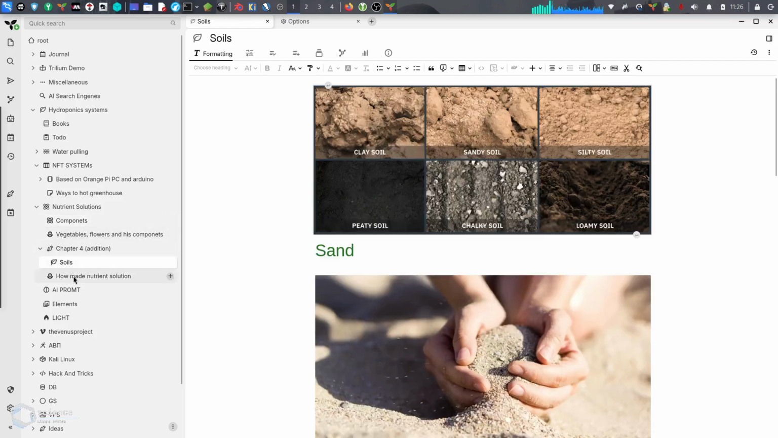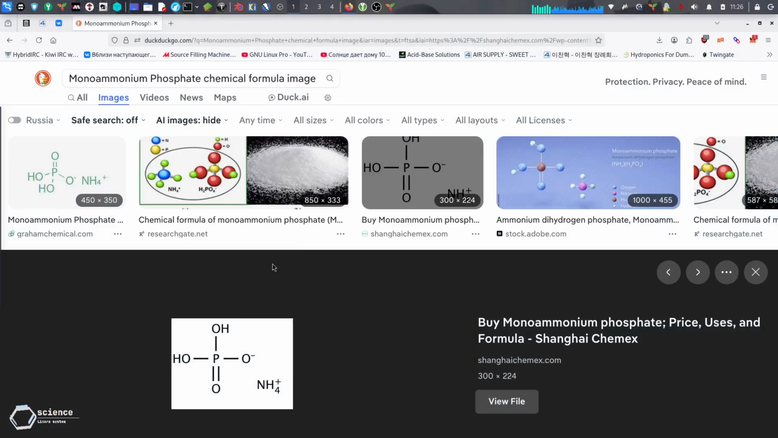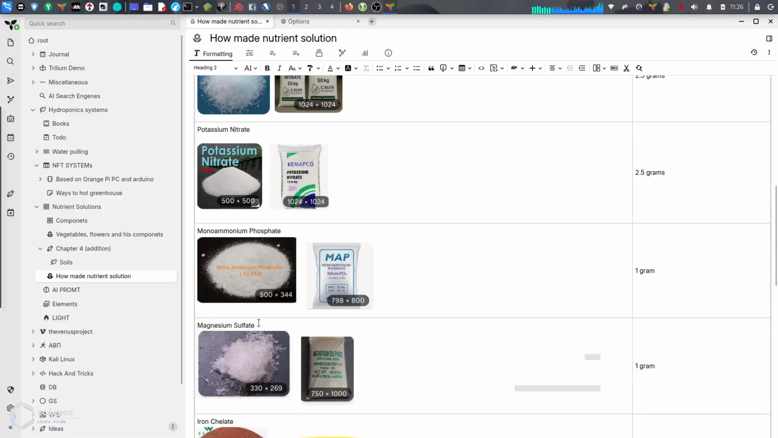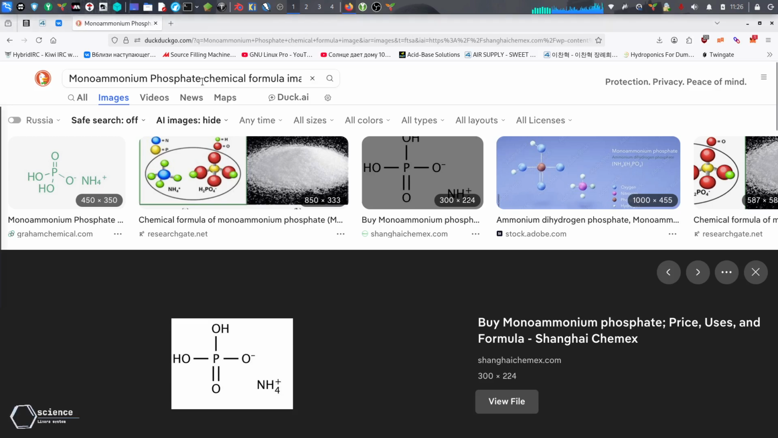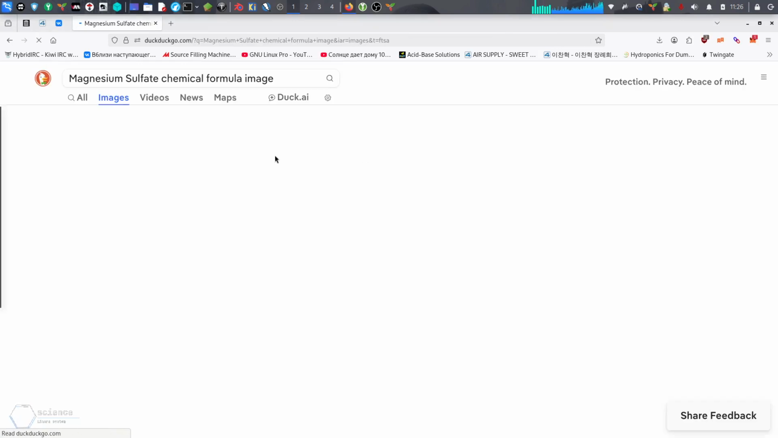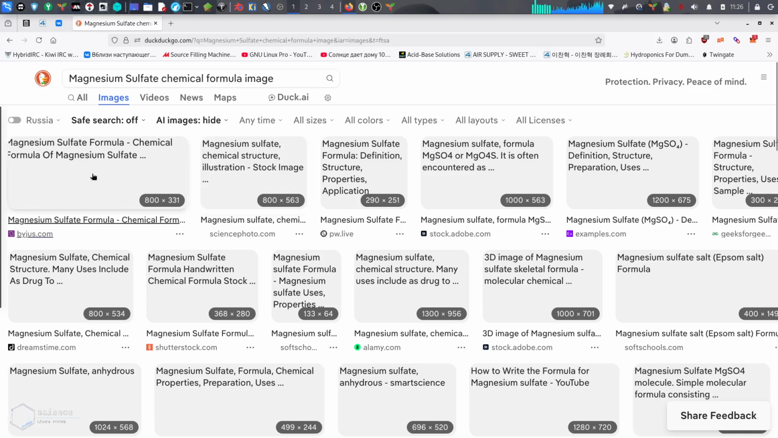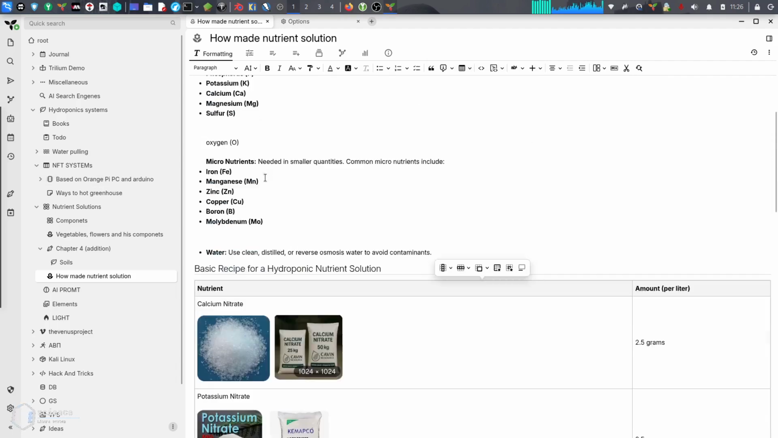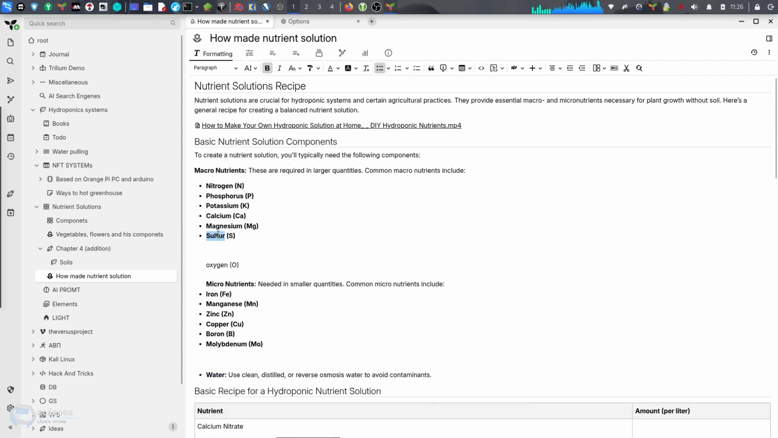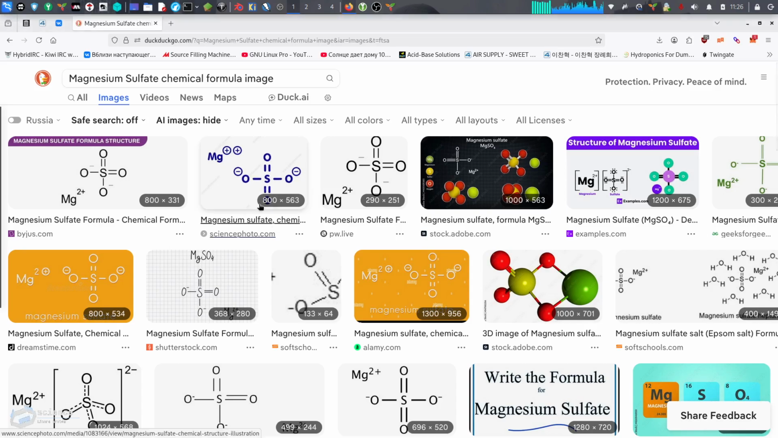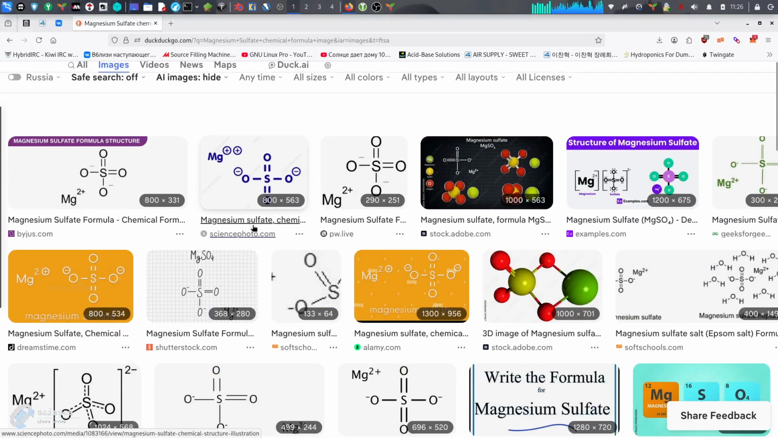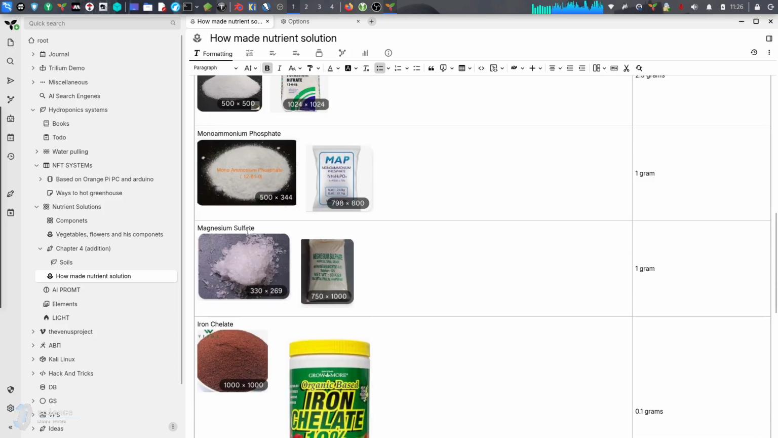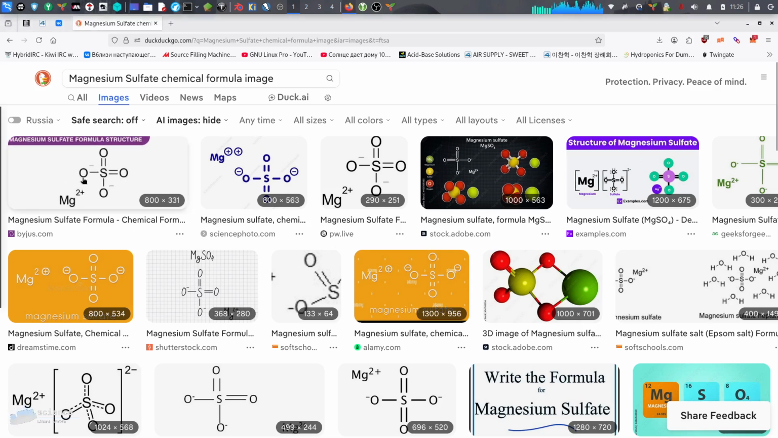And let's continue checking. Magnesium sulfate. I just learned. I want to know. Magnesium sulfate, oxygen, and S. What does S mean? Sulfur. Sulfur. Interesting. Magnesium sulfate.